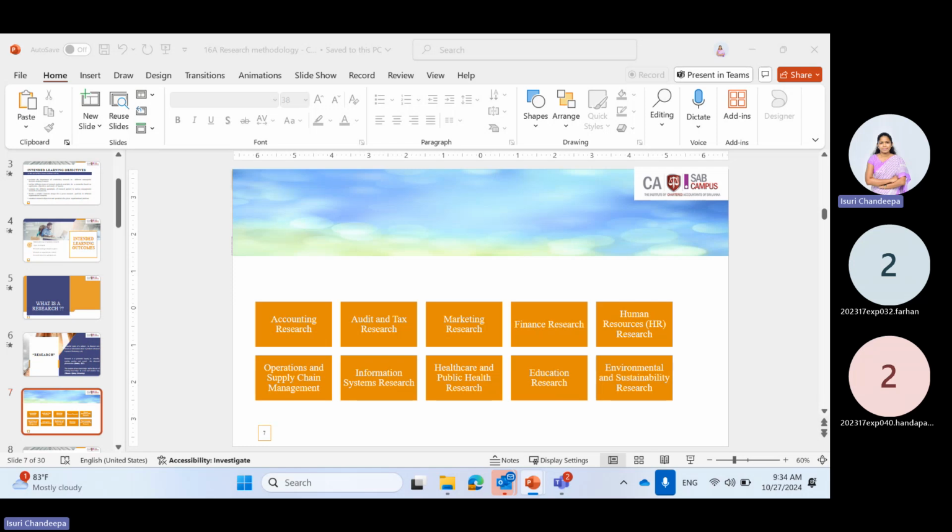Environmental and sustainability. Yes, exactly. Right. Air pollution. What are the factors? Why is air pollution very high in today's context? A researchable area. What else?